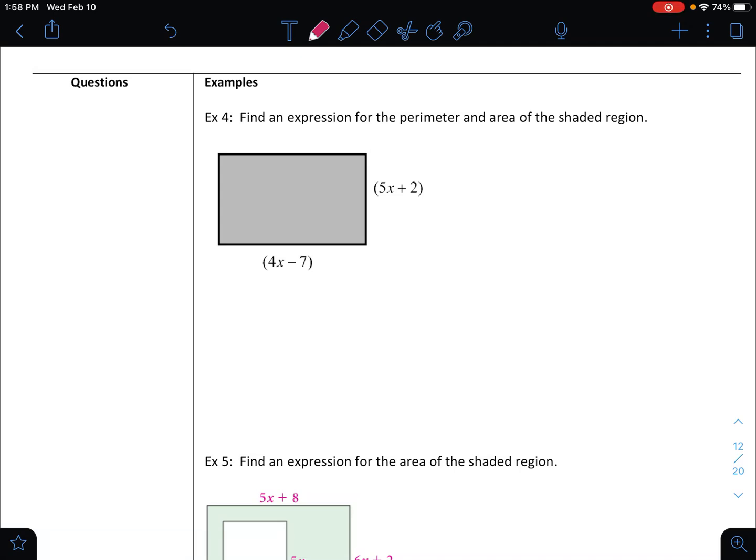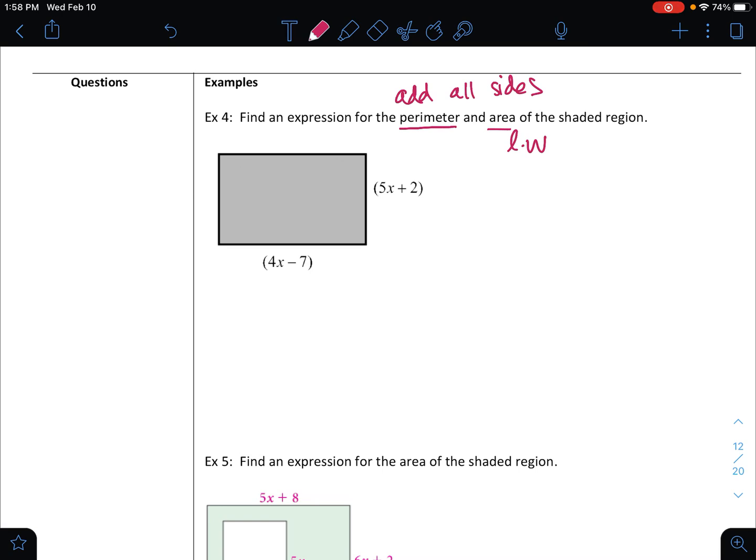All right, in example 4, we are needing to find an expression for the perimeter and the area of the shaded region. Okay, so perimeter, when I think of perimeter, I think of, I'm just going to add all 4 sides together. So I'm going to write here, add all sides. Now area is not adding all 4 sides. Area is going to be length times width. So area of a rectangle is length times width.